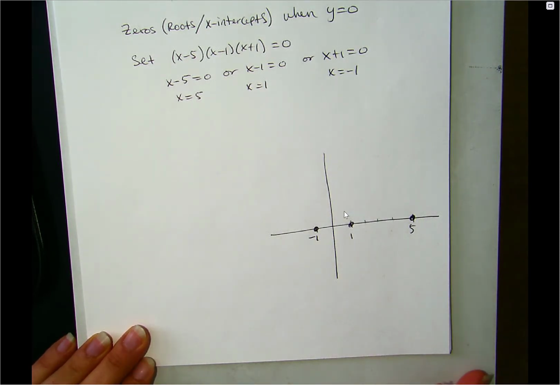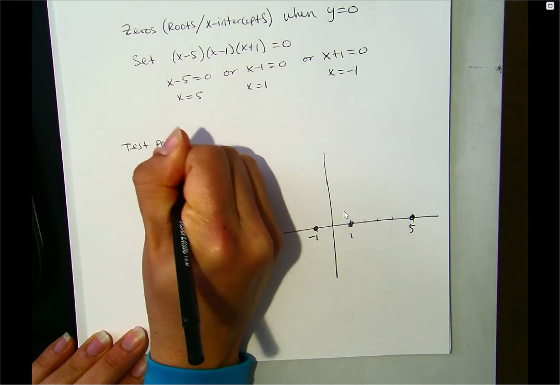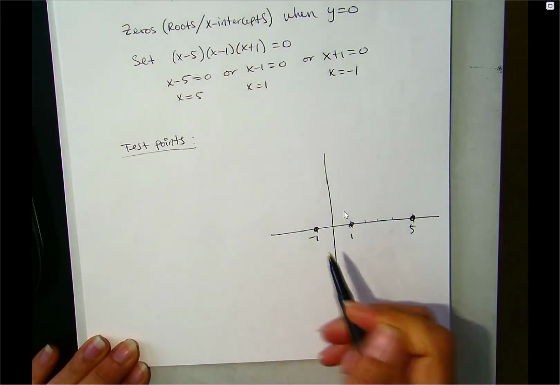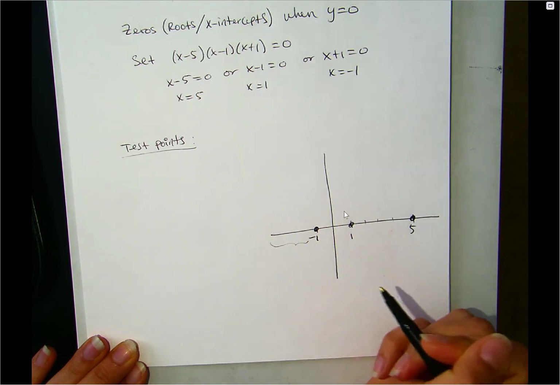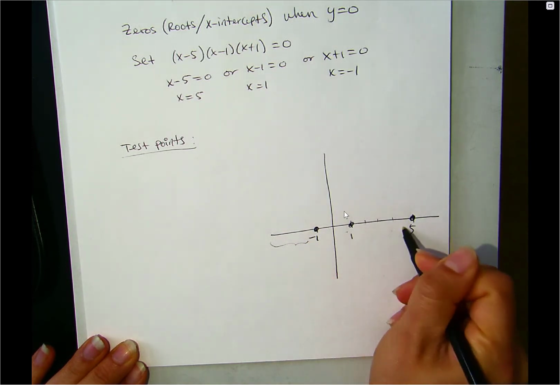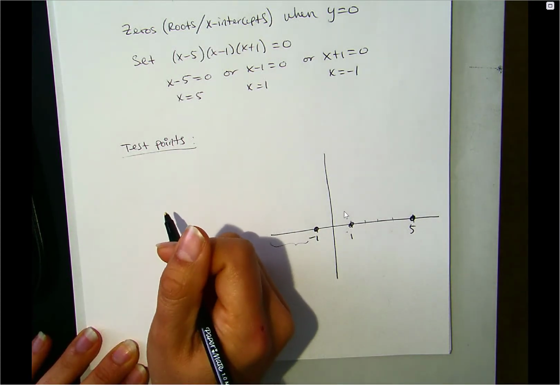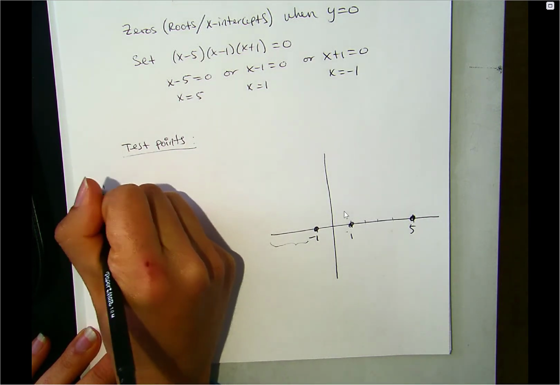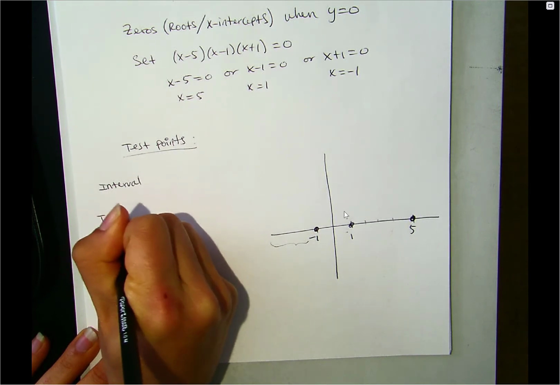So this is where test points come in. So we're going to use test points to see how the graph moves. And so I have this region, so that's considered an interval. I have this region, so that's 2, 3, I have 4 intervals. So we're going to look at our intervals. We're going to pick a test point.